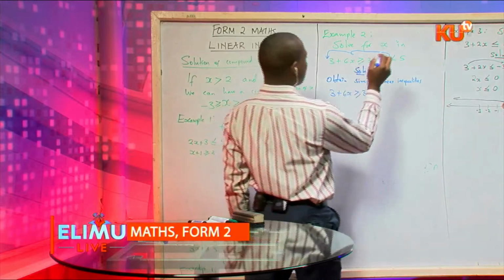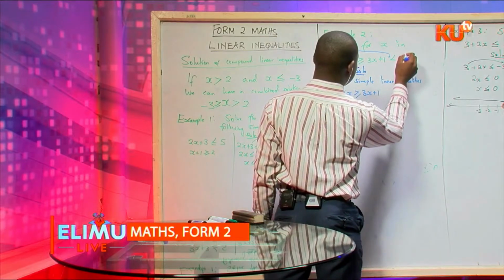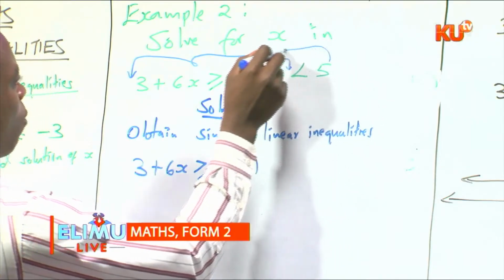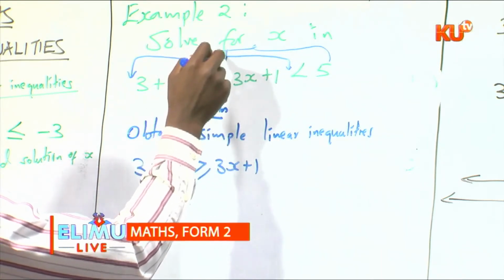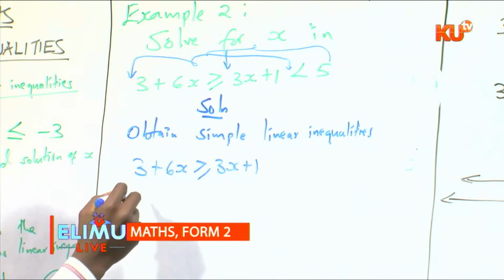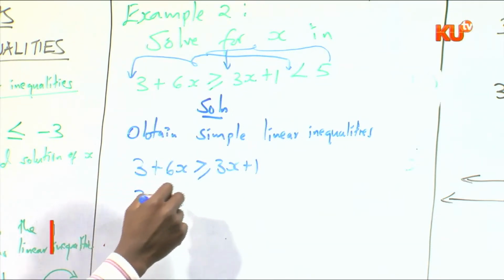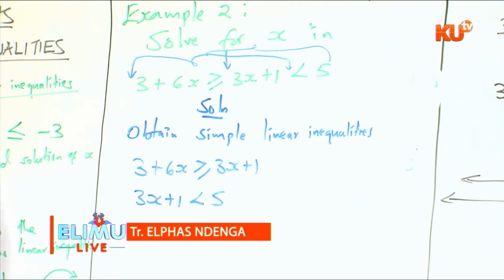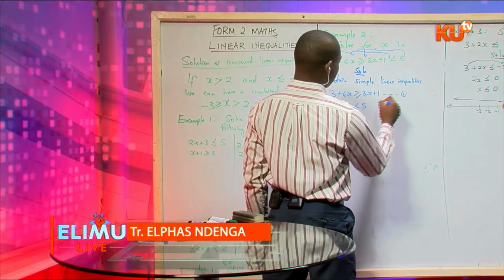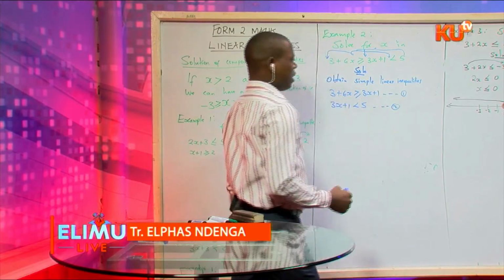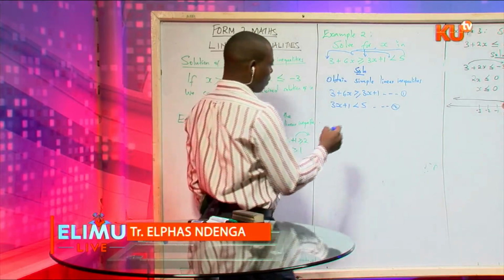Number 2, now start from the last up to again where the second inequality from that side begins. So that is at this point. And so we have 3x plus 1 less than 5. And solve these two linear inequalities.